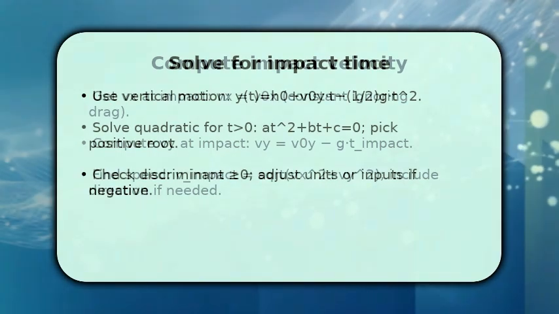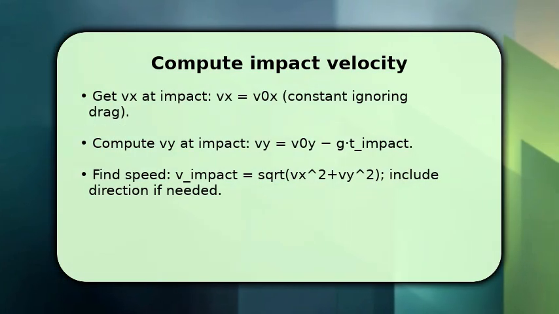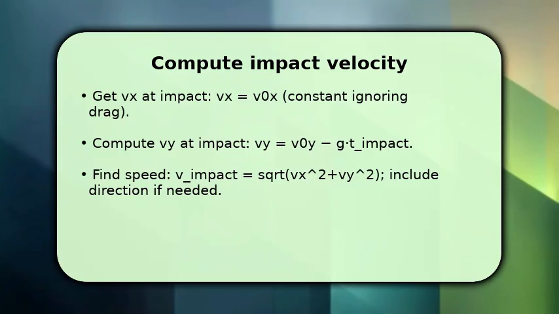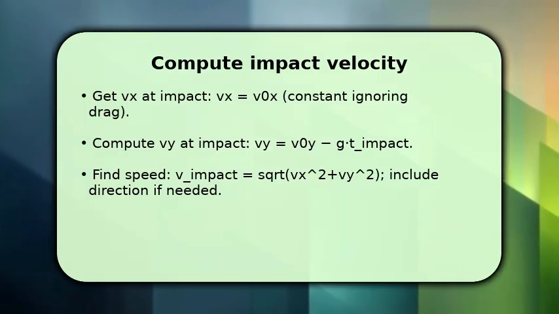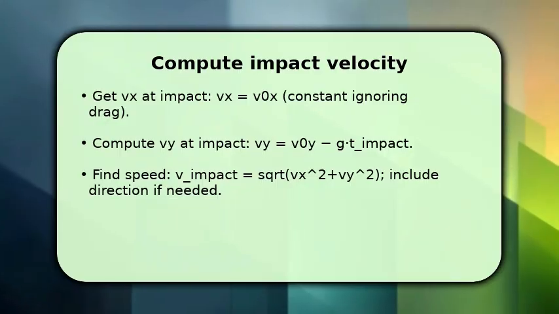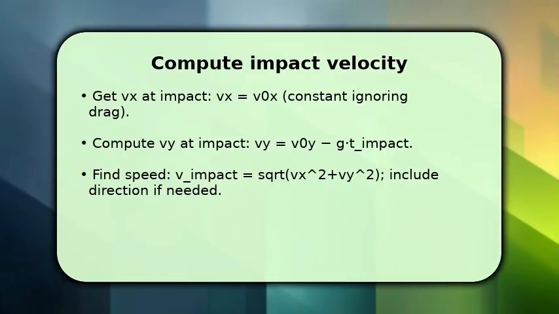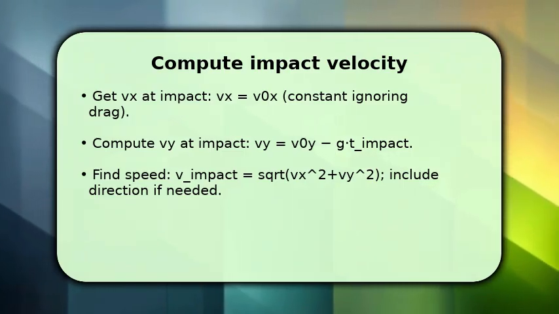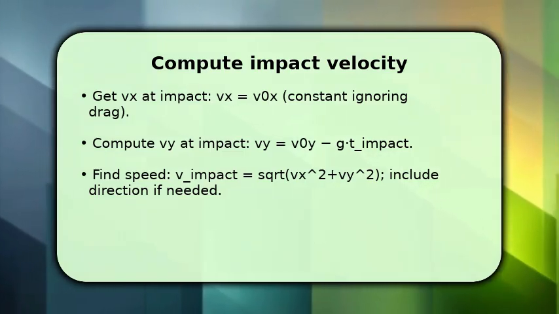Horizontal stays vx equals v0x, assuming no air resistance, and vertical is vy equals v0y minus g t impact. Then combine them. v impact equals sqrt(vx² plus vy²) to get speed, and theta impact equals arctan(vy/vx) if you need direction. Once done, make sure to double-check units and the sign of vy.